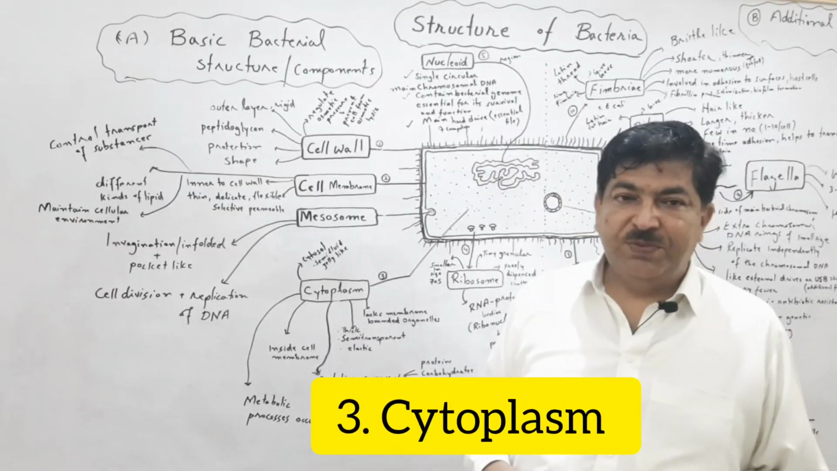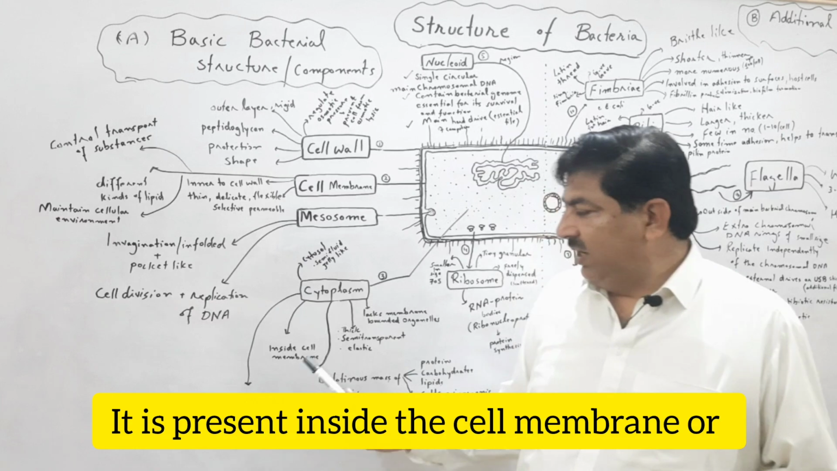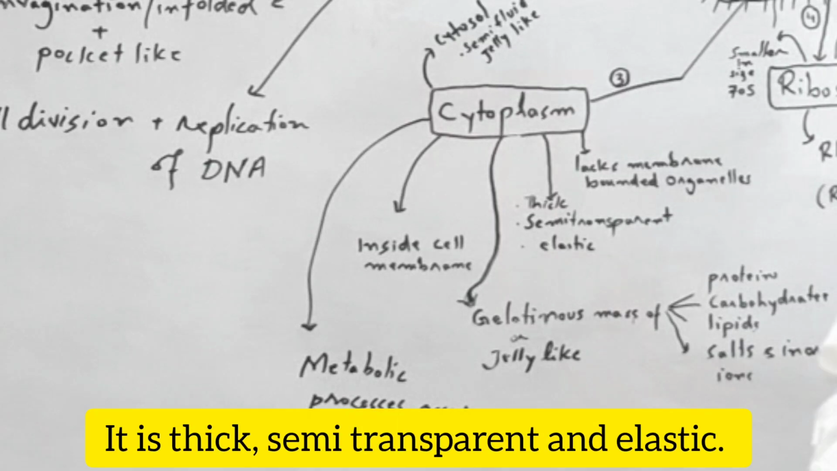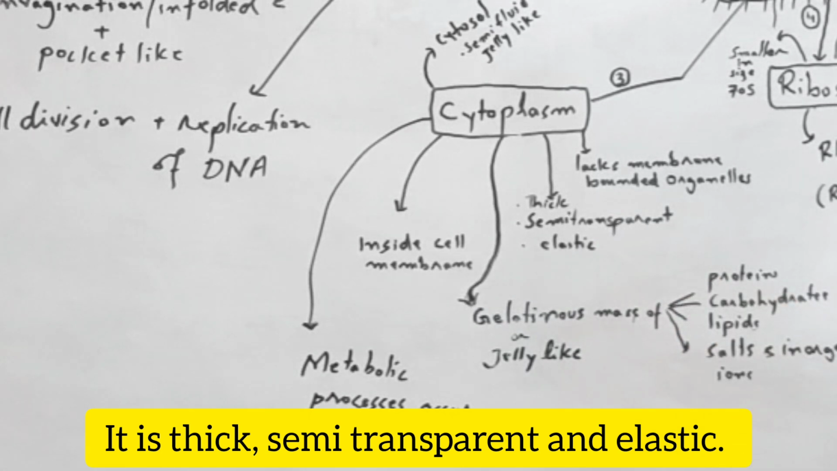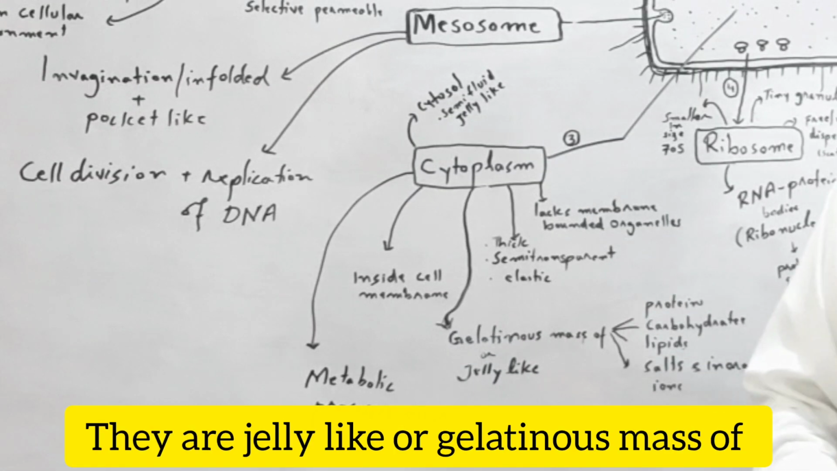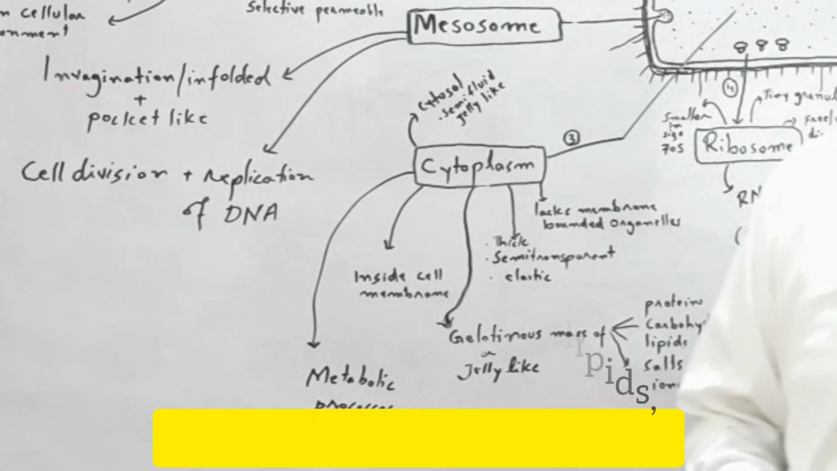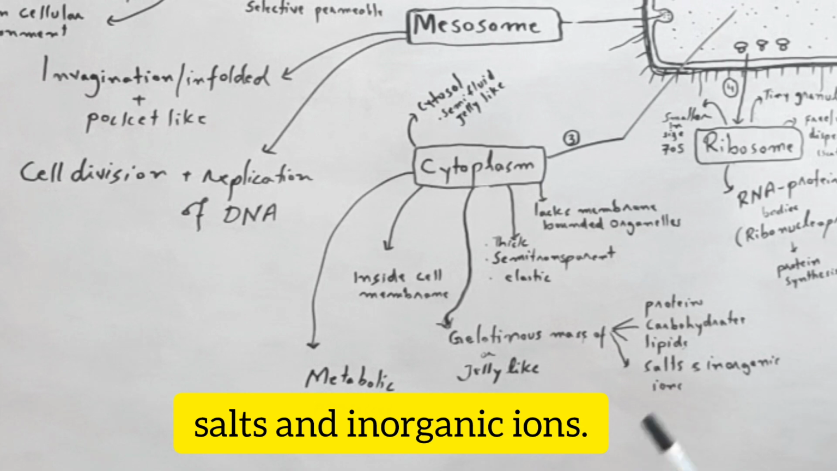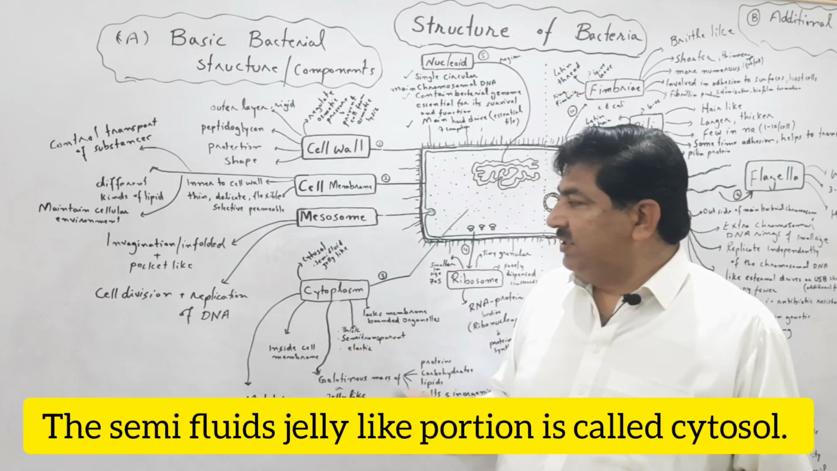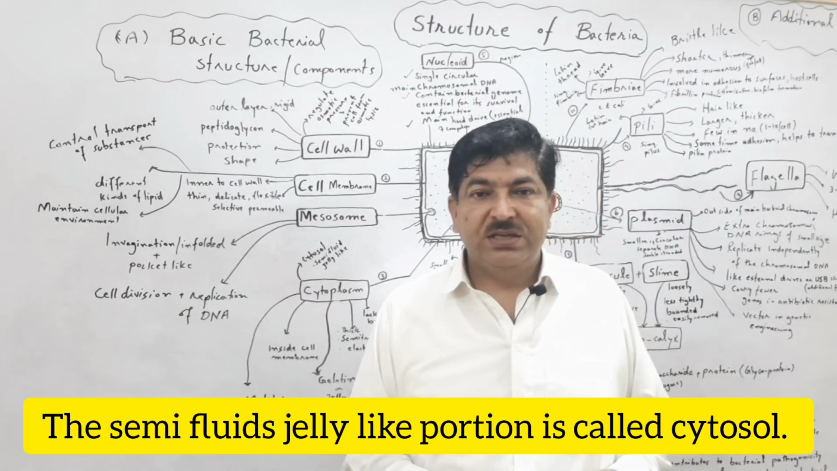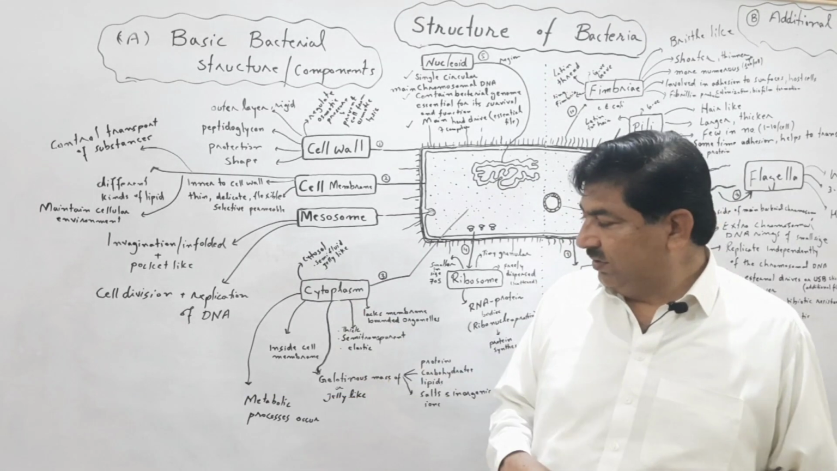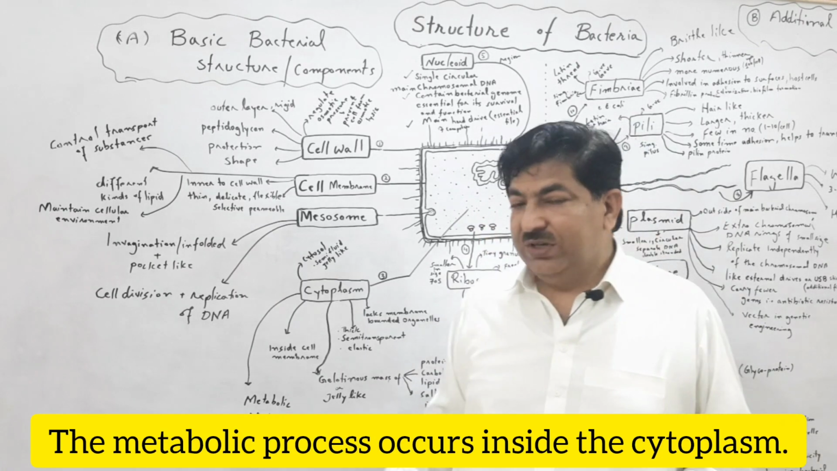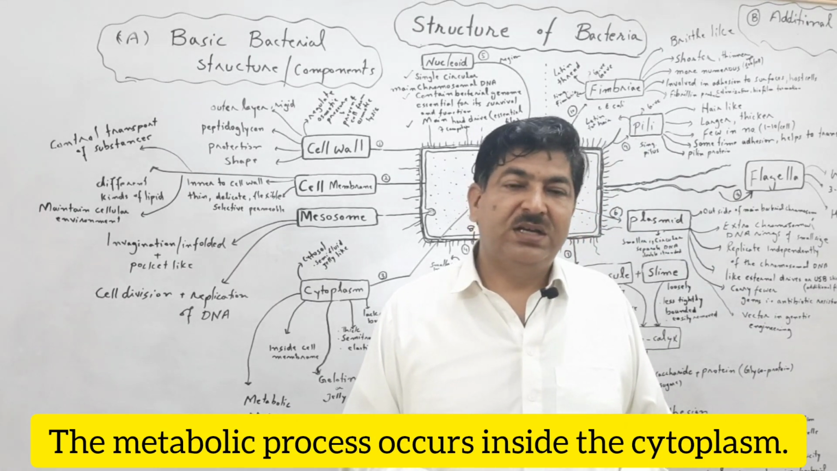DNA occur. Cytoplasm: it is present inside the cell membrane or plasma membrane. It is thick, semi-transparent and elastic. It is a jelly-like or gelatinous mass of protein, carbohydrates, lipids, salts and inorganic ions. The semi-fluid jelly-like portion is called cytosol. It lacks membrane-bounded organelles. The metabolic processes occur inside the cytoplasm.